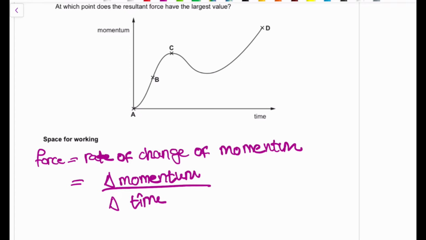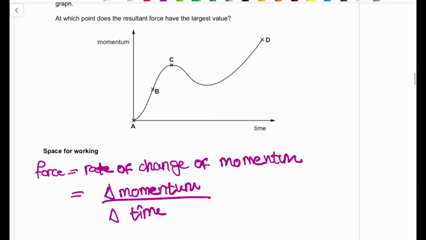So the gradient of a momentum-time graph represents the force, because force is the rate of change of momentum, basically. So the gradient of a momentum-time graph is going to represent force. In other words, the question is saying, at which point do we have the greatest gradient?